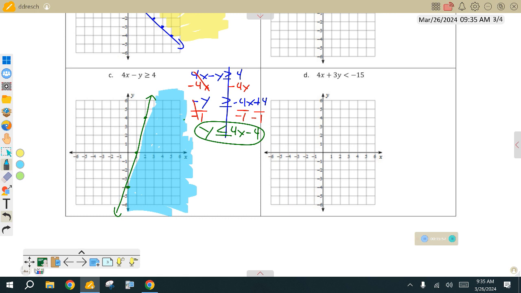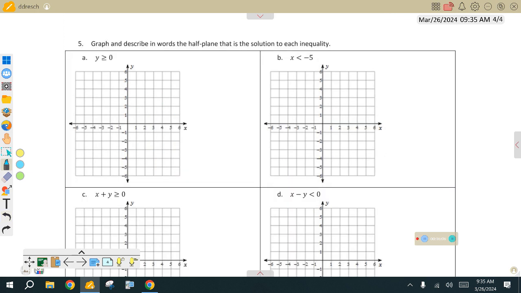All right, let's flip. Let's do one more here. See if you guys some time today to work. Letter D is the same deal, but we don't have to flip on letter D. Okay. All right. Number 5.